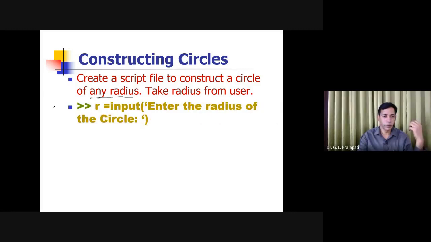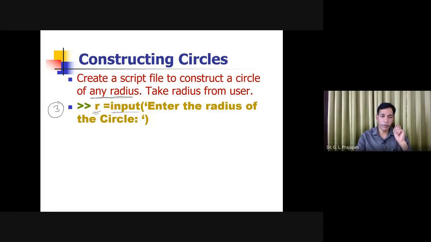This is the third new command for you. And what is this? This is r is equal to input. This is a built-in function in MATLAB. Input, and whatever you write as the argument will be displayed. So, "Enter the radius of the circle", just like you want to display it. This will prompt you to enter the radius of the circle, and whatever value you enter will be assigned to r.